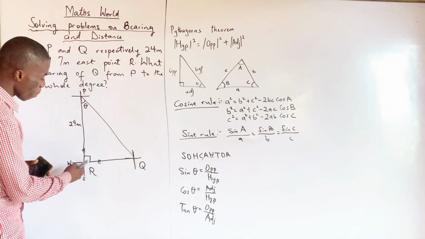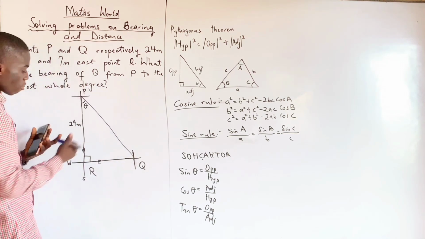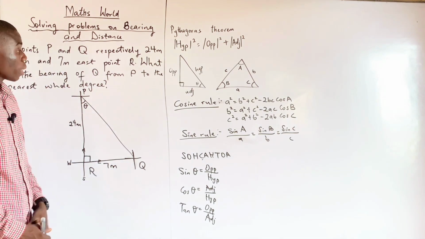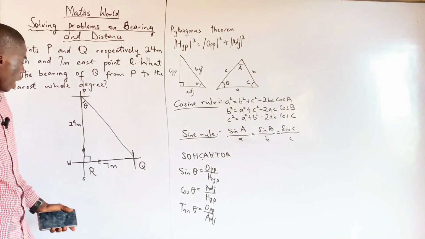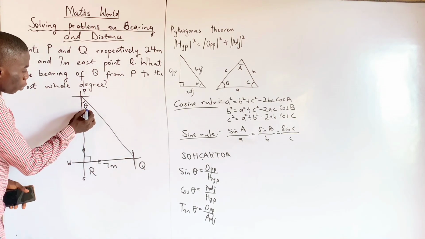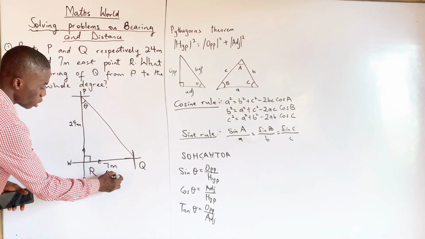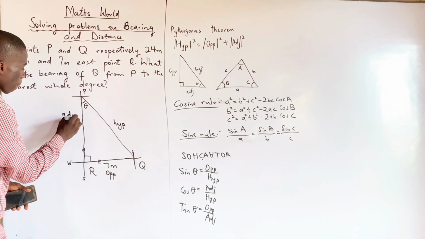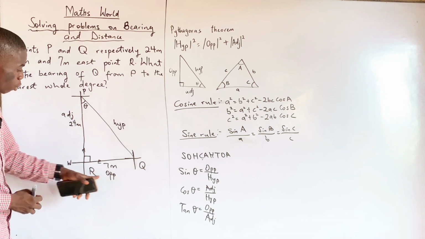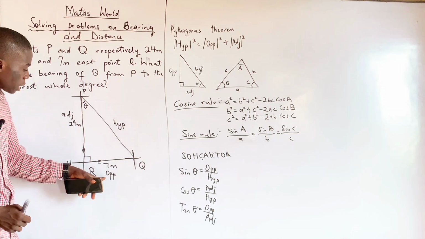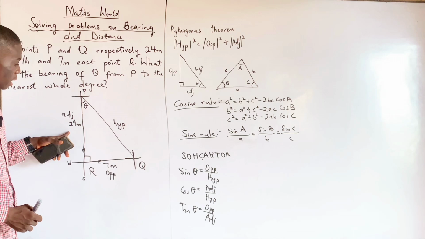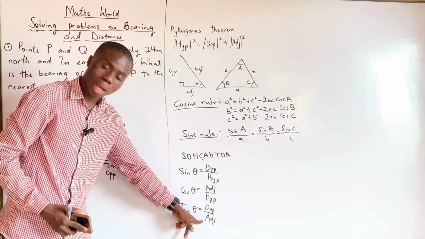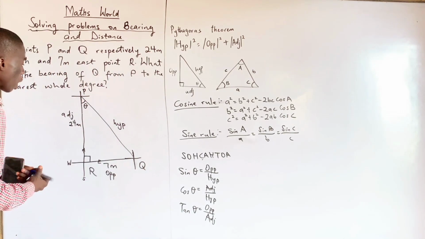And we know that, okay, from point R to point Q, they have said that it is 7 meters. Let me put that there. So that is 7 meters and we are looking for theta. So we can use SOHCAHTOA, any one. But which one are we going to use? We were given opposite, right? This is opposite. This is hypotenuse. And this is adjacent. Since we were given opposite and adjacent, which one are we going to use? It is TOA, opposite and adjacent, which is tan theta, opposite over adjacent. So that's what we are now going to use.